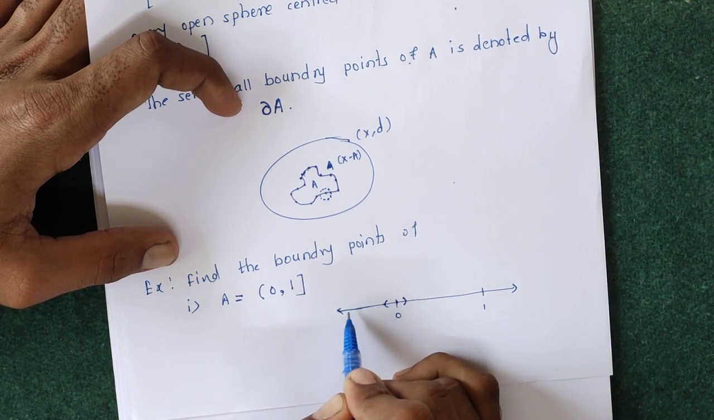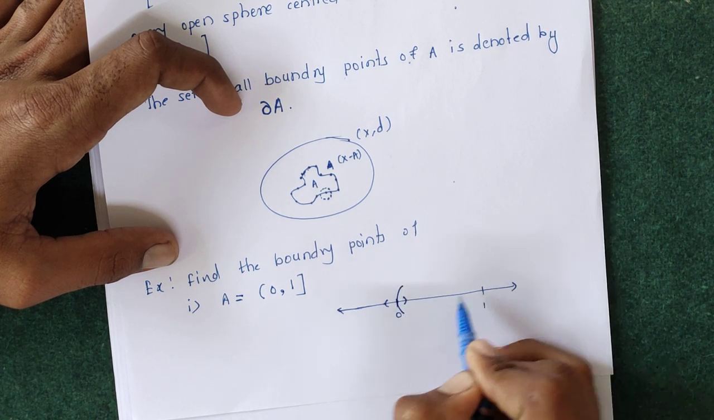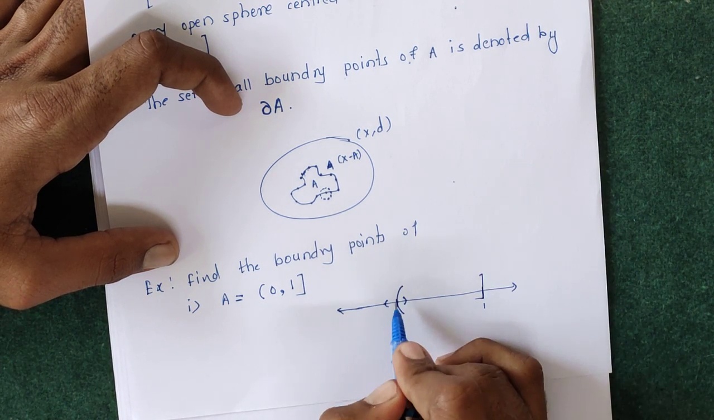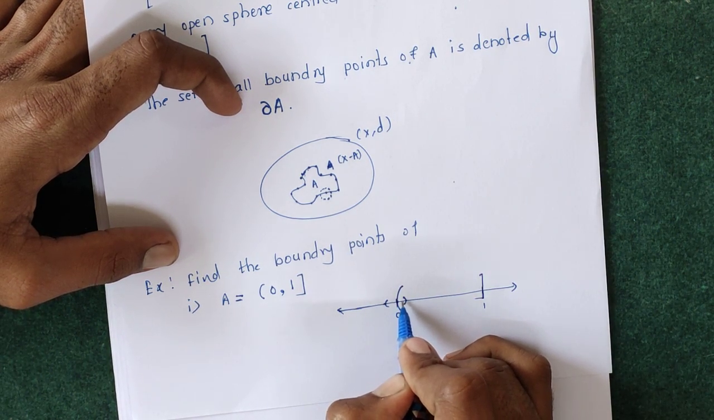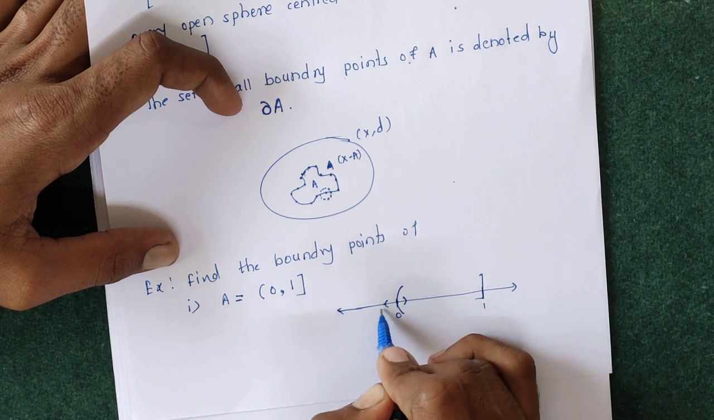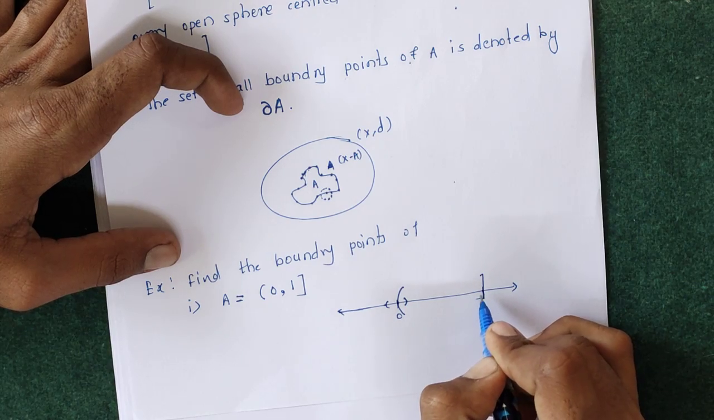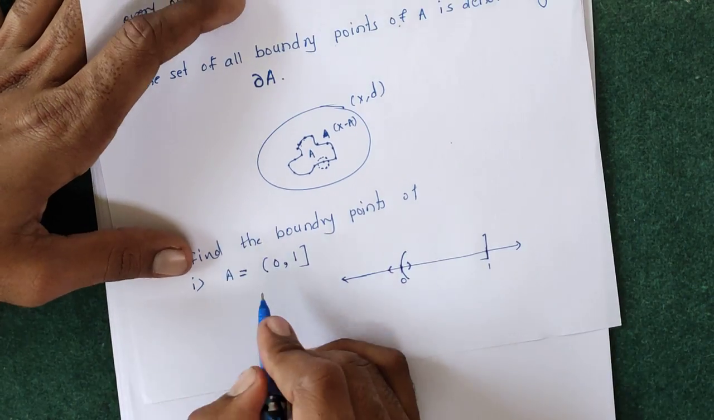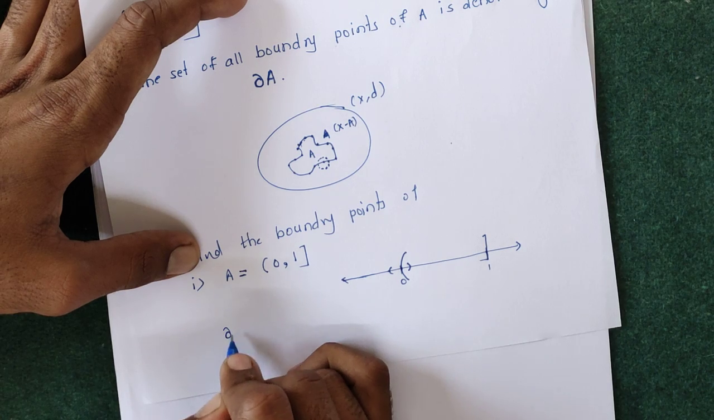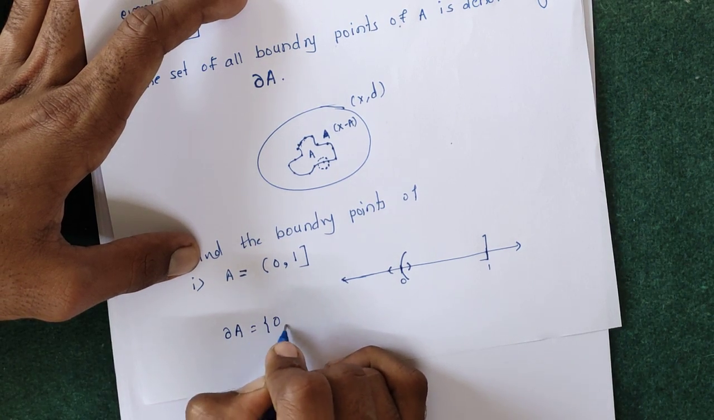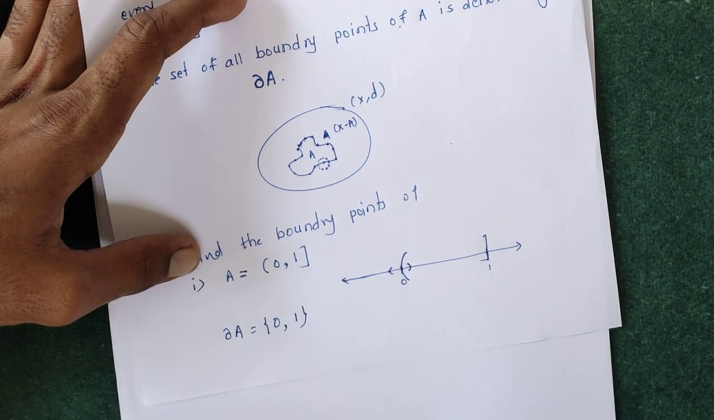X minus A means the elements except these elements. So if you draw the open sphere at 0, then the open sphere intersects A as well as X minus A. Also for 1, if you draw the open sphere, that open sphere intersects A as well as X minus A. Therefore the boundary points, the notation of boundary point is ∂A, is equal to {0, 1}. These are the boundary points.